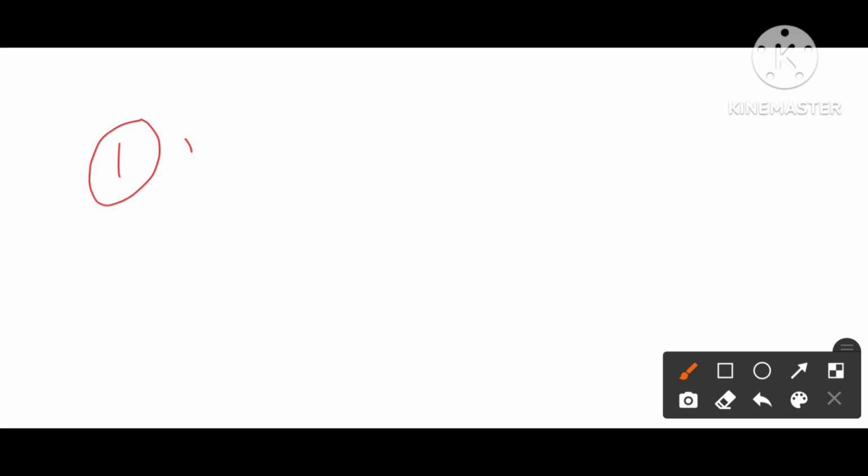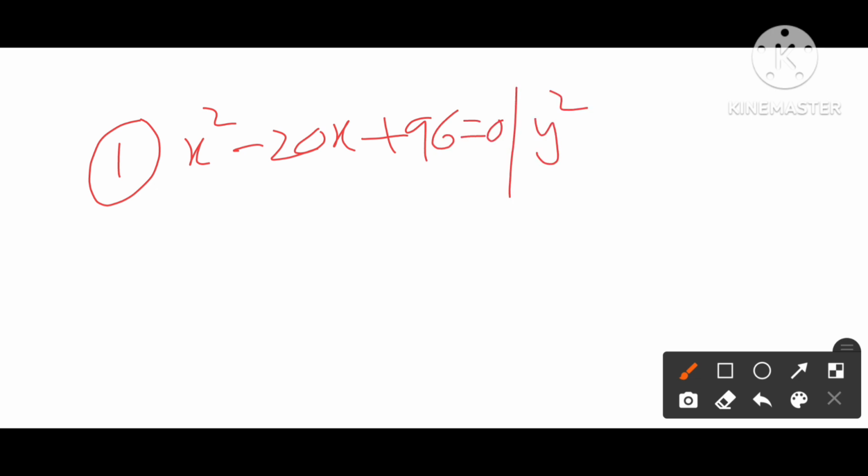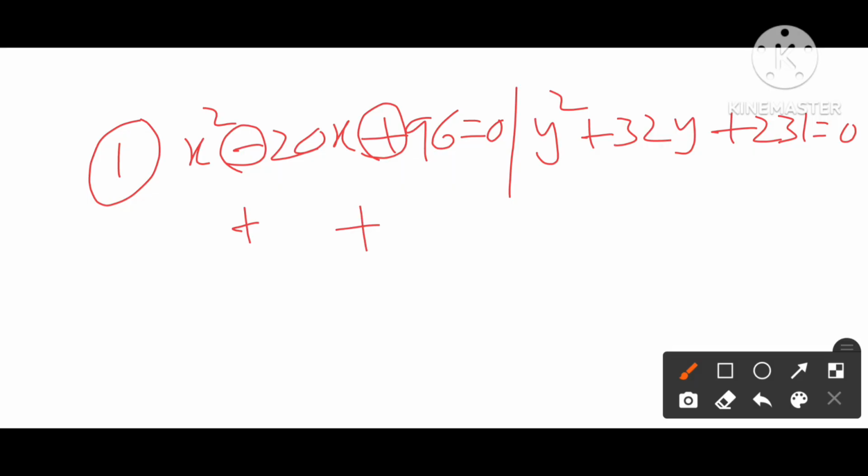Question number 1: first, we see a quadratic equation of x, and again we see a quadratic equation of y. I previously told you that if we see minus and plus in an equation, the roots' signs will both be positive. The roots of x both are positive. For the equation which has plus and plus signs, the roots both will be negative.